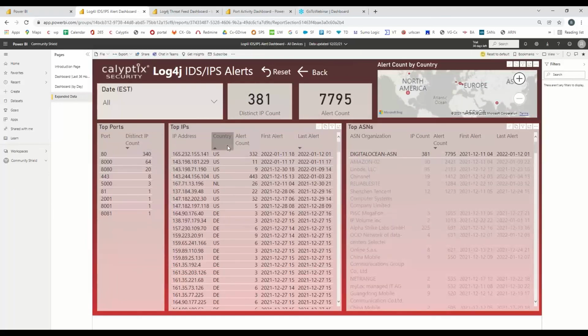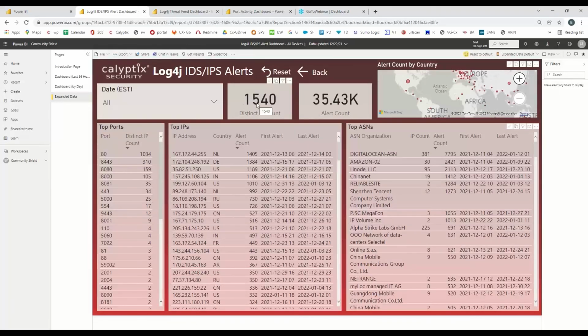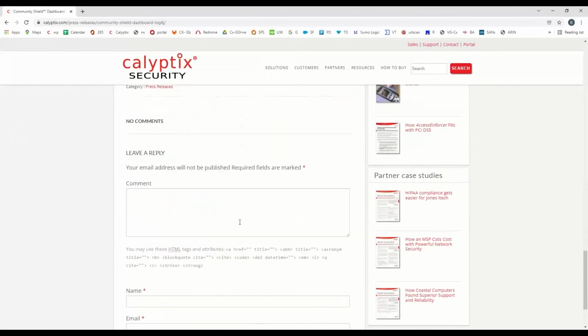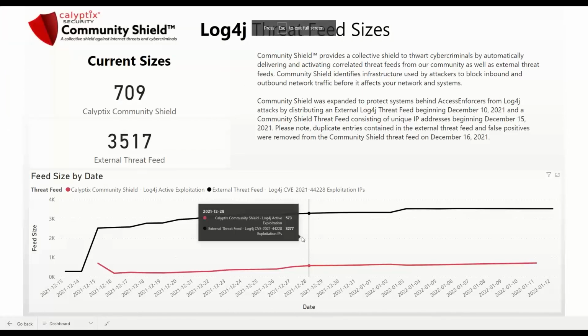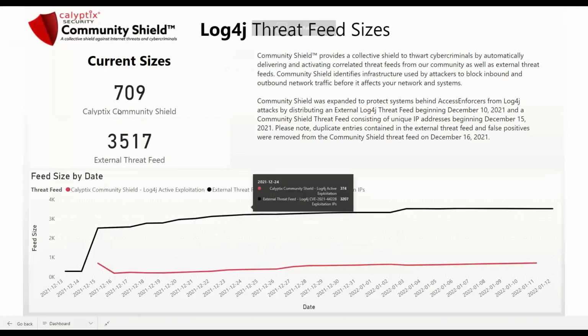So this is the source feed, again, of the threat feed. And you'll notice here the number 1,540. The next thing I want to show is to bounce over to the actual public dashboard to show the actual threat feed size. The threat feed size is what's currently active. So there are currently 709 IPs that came from us. Now that's a lot lower than the 1,500.